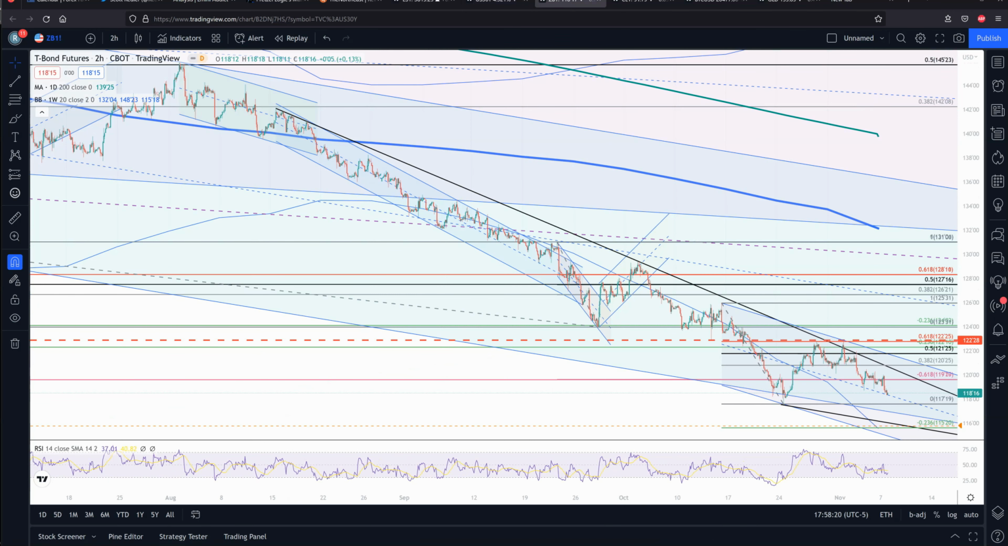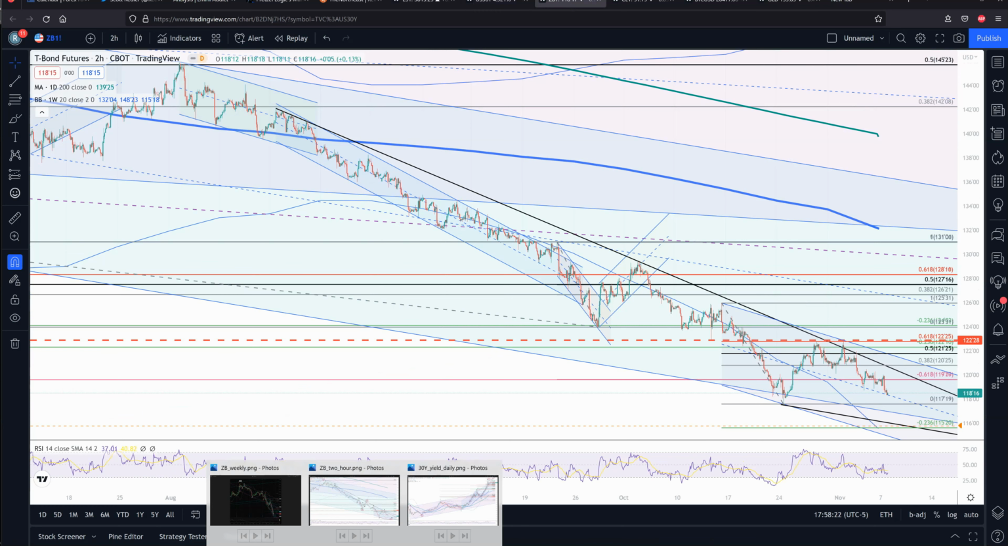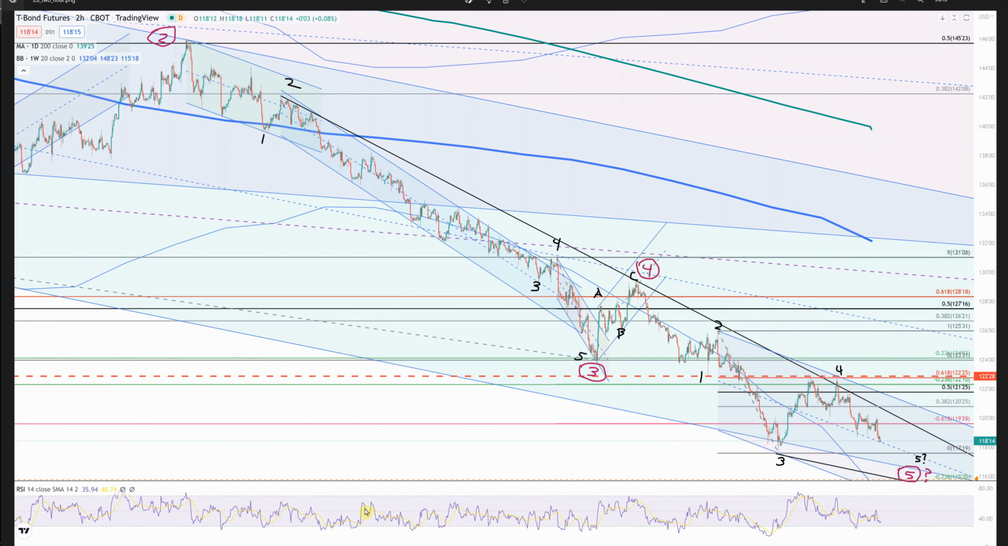So here is the argument for finding some sort of intermediate term bottom in pretty short order, which is this. The wave 1 down was the big wave 5 we're looking at. The wave 2 came up into the 50% retracement, which is this black line. We hung out there for what seemed like 5 seconds, and then we were gone.